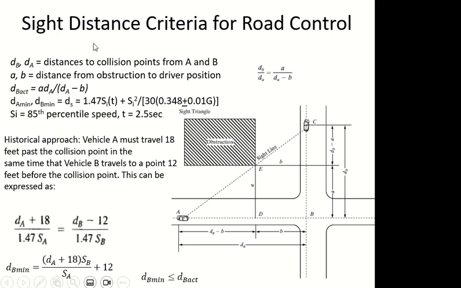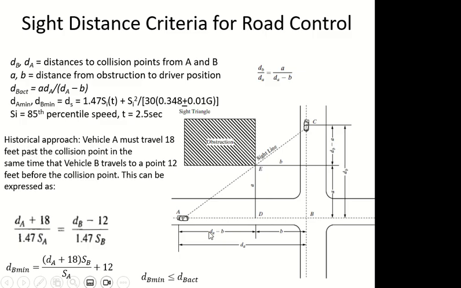So the first equation was based upon distances. The second equation, the second ratio, is based upon time: how much time the vehicle requires. Okay, and they have a factor of safety here as well. So we were taking dA up to what? Conflict point, right? And we are taking dB up to what? Conflict point.